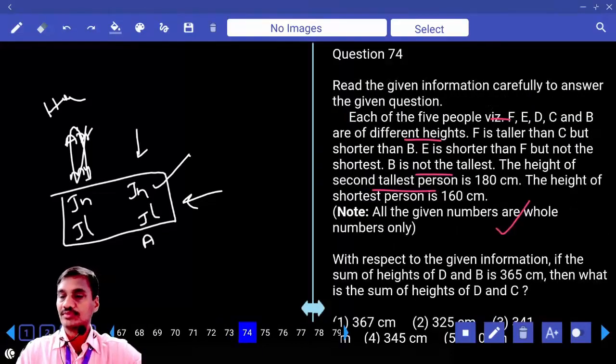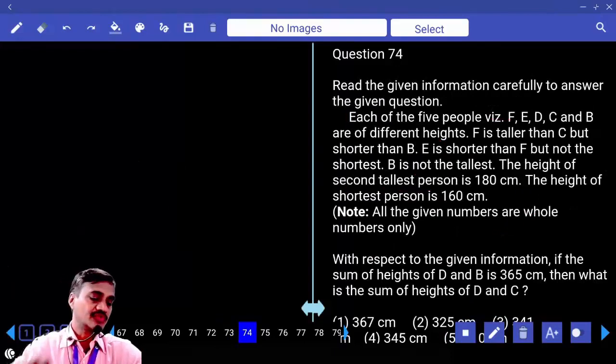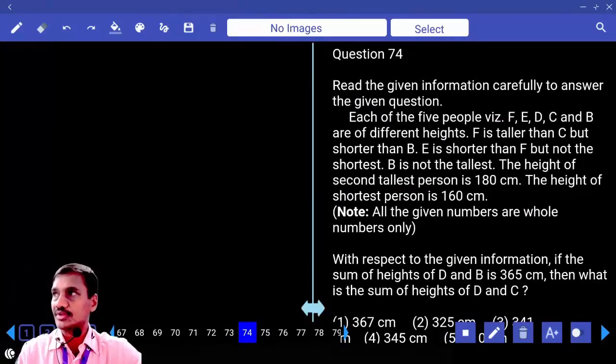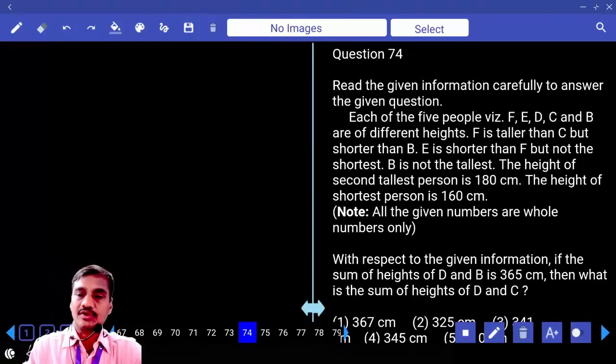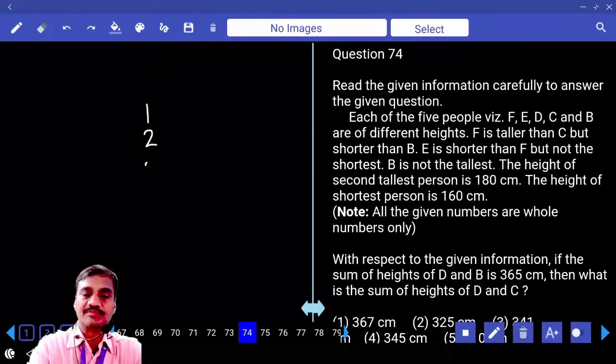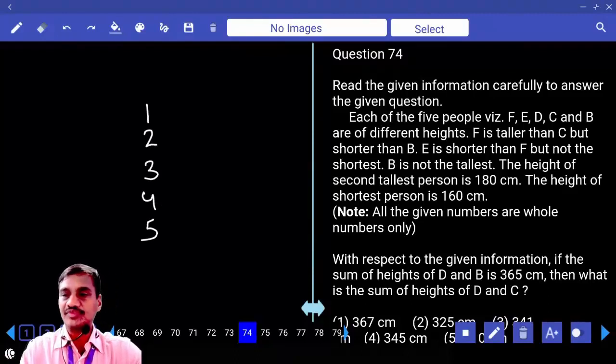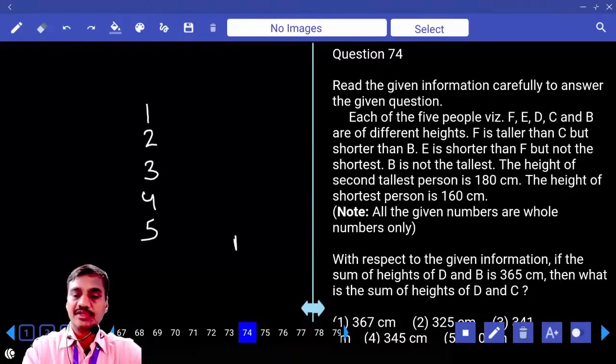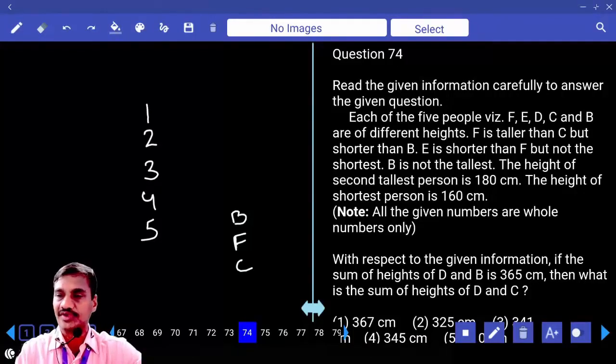Then 74. Now in this 74 to 75, in these 5 questions, it is being compared in height. Each of the 5 persons, only 2 questions were given under this one. And these 5 persons are being compared in heights. 1, 2, 3, 4, 5. And F is taller than C but shorter than B, which can be written like this: B, F and C.